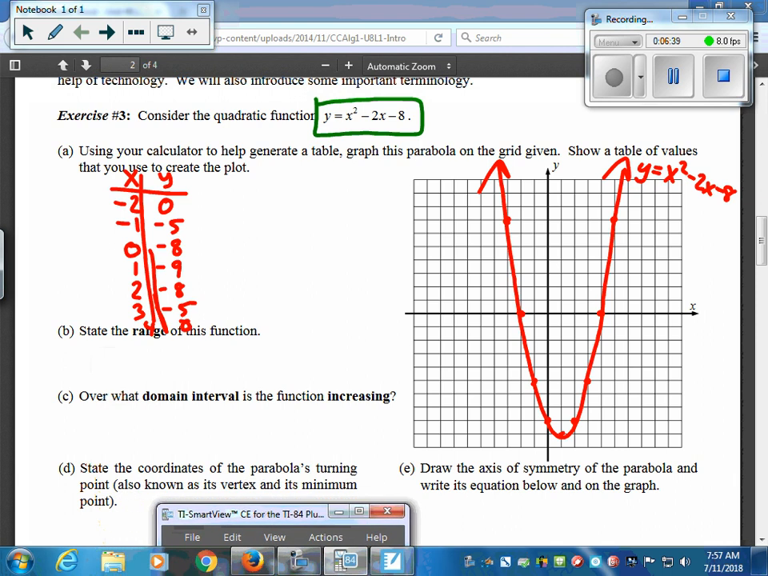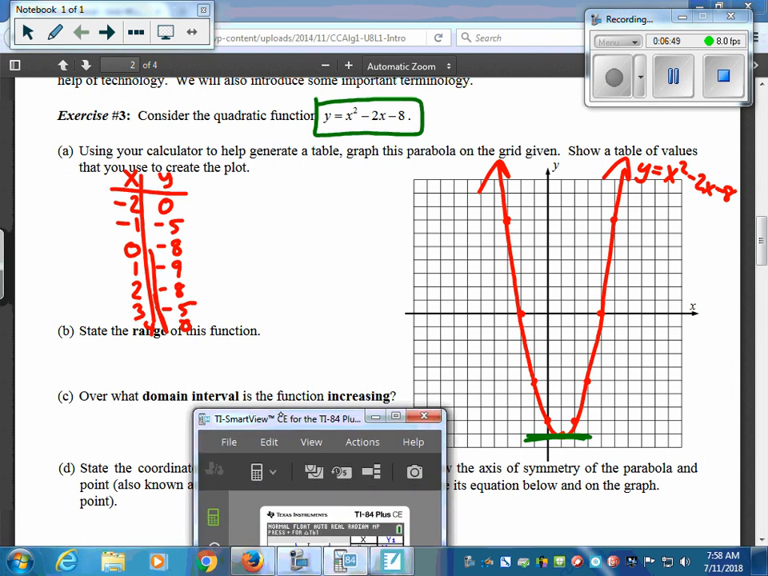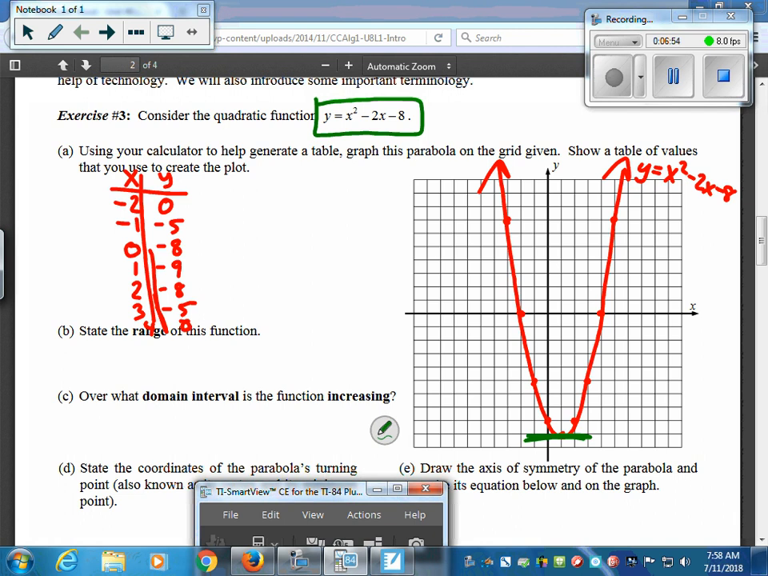There are a few parts that go with this. B says state the range. We talked about that. This graph is not going to go any lower than this value, which from our table ended up being 1, negative 9. So everything has got to be greater than or equal to negative 9 for our range.